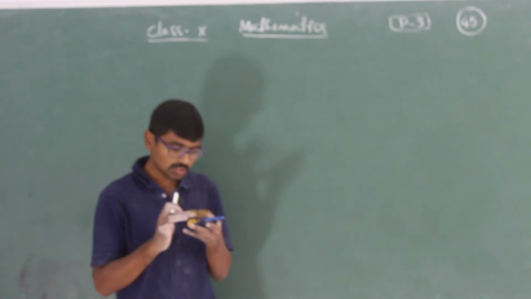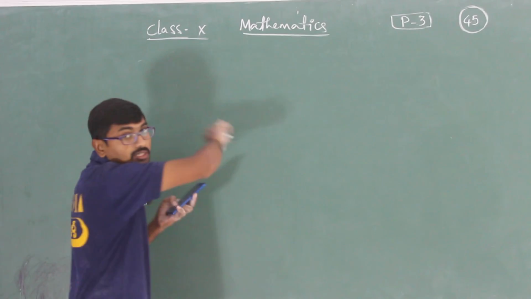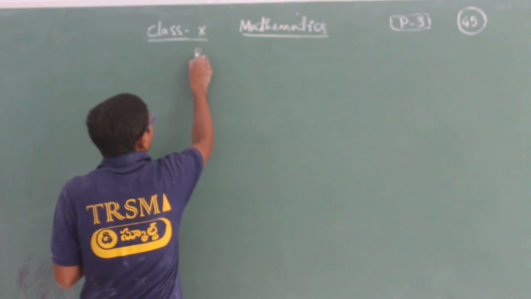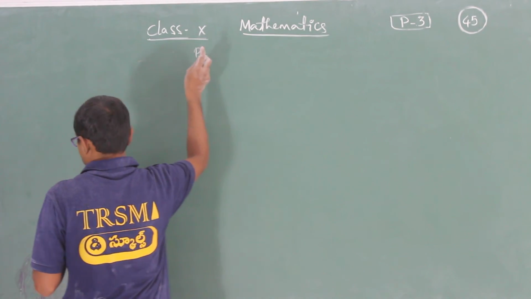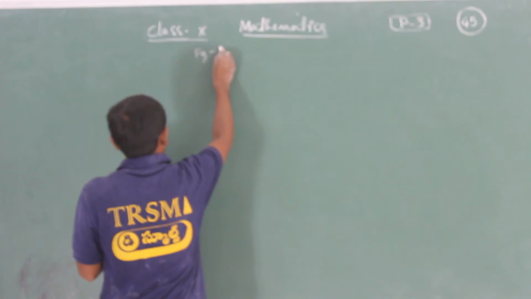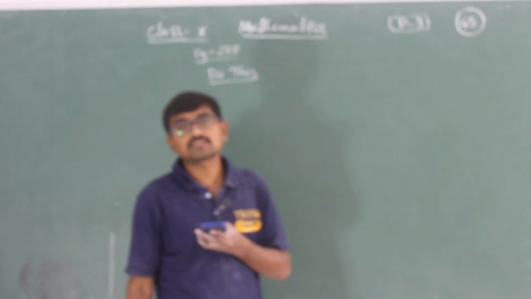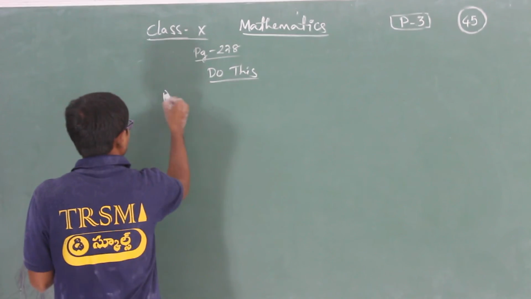As you all understood about the trigonometric ratios, so here we have do this. Page number is 278. Here we have page number 278. Okay, here we have do this. Students, do this, try this and think and discuss is very, very important. You have to do that every try this, do this and think and discuss.